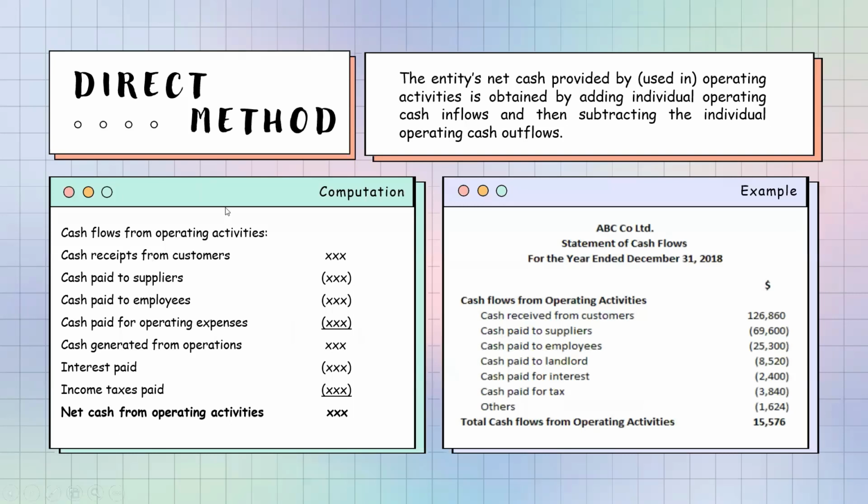So move na tayo sa direct method. So sabi ko nga, pwede siyang i-present into two methods. So direct method muna tayo. So it is the entity's net cash provided or used in operating activities is obtained by adding individual operating cash inflows and then subtracting the individual operating outflows.